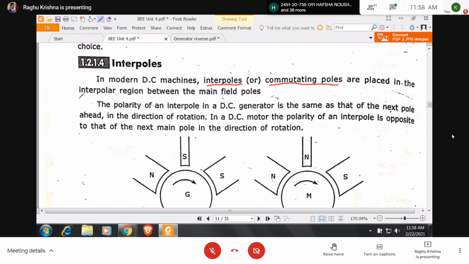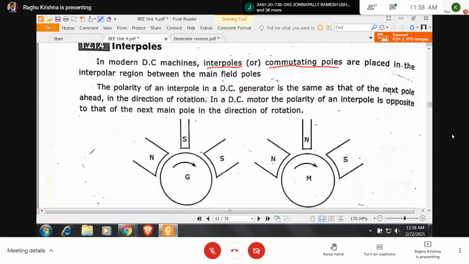and are placed in the interpolar region between the main field poles. So here you have this north pole and south pole. These are the main poles, and this is the interpole. Here, this is the interpolar region. So in the interpolar region, we are going to have this interpole.